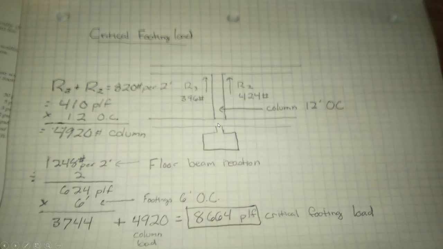And then you need to find the load from this floor beam right here, and you have 1,248 per 2 feet, which we found in the floor beam reaction. Divide that by 2, you get 624 pounds per linear foot. Multiply by 6 feet because the footings are 6 feet on center. You get 3,744 pounds. So you add that with the column load and you get 8,664 pounds for the critical footing load.